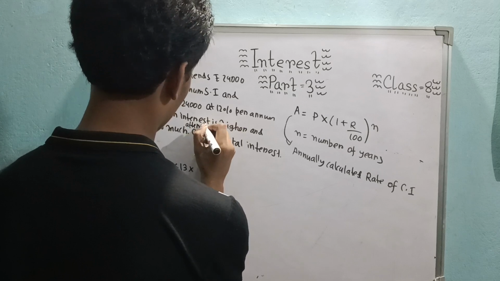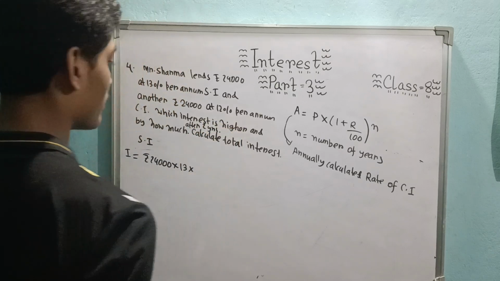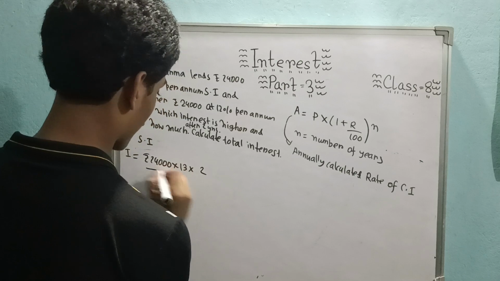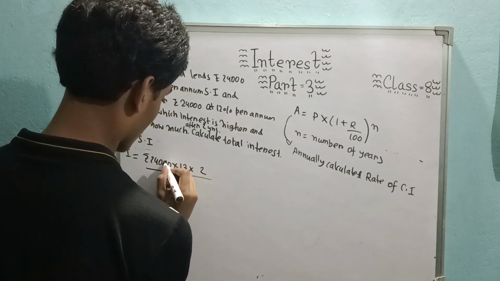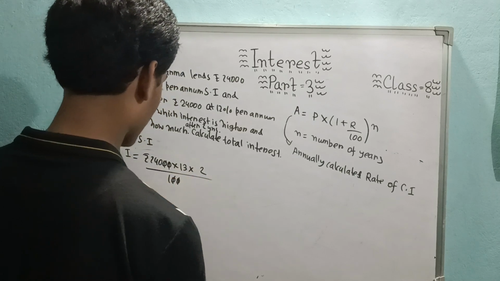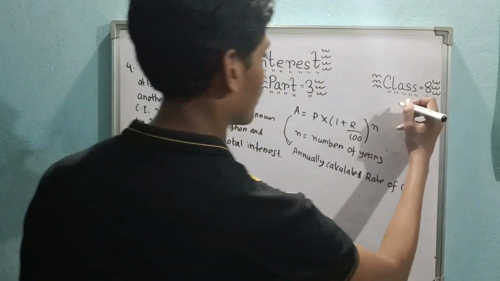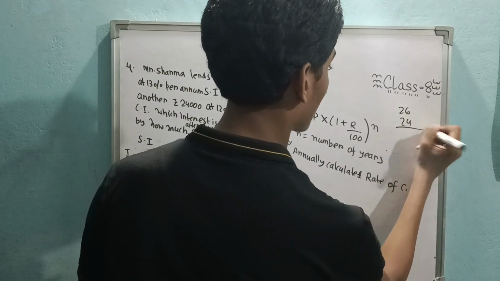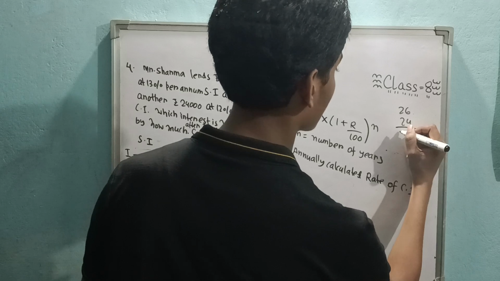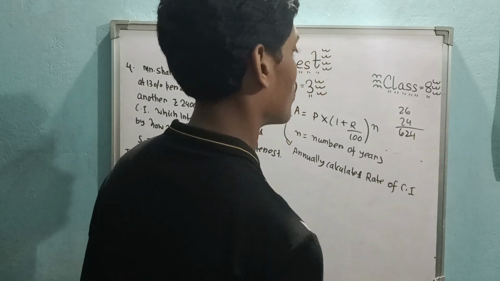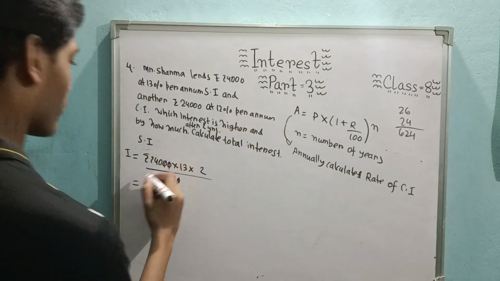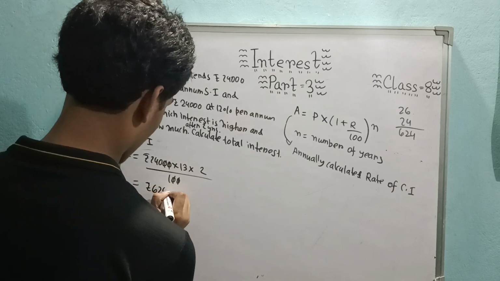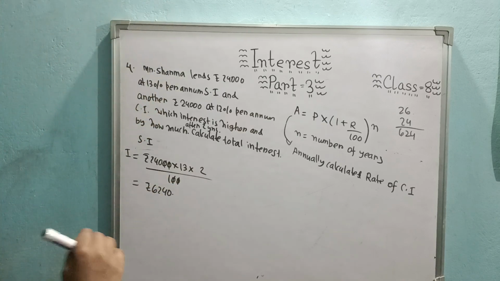After 2 years. I forgot to write that. The time is 2 years in both the cases. Divided by 100. As usual, calculations, my biggest enemy. 26 into 24, 14 in hand, 624, 6,240. So this is an interesting case of simple interest.